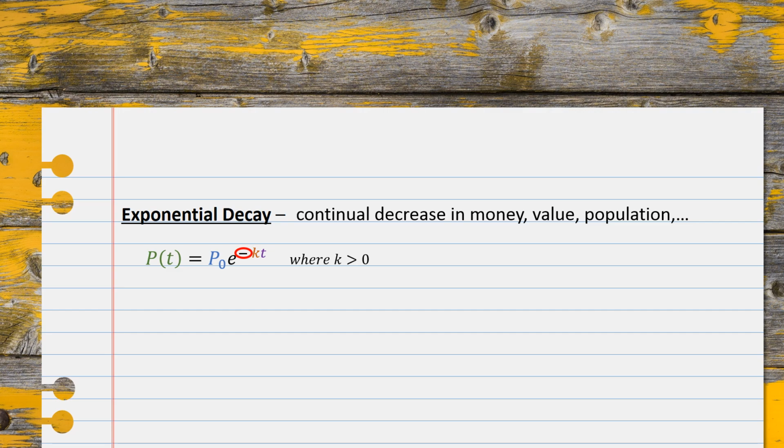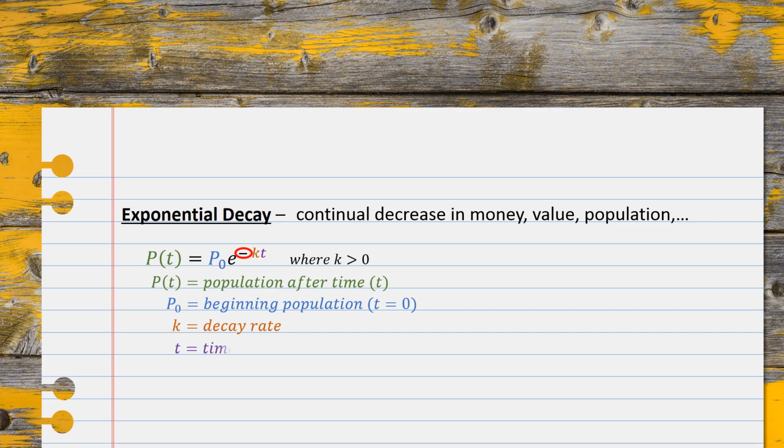Now we are going to define what each of these variables represent. P of t represents the population after time t. P naught is the beginning population where t equals 0. K is now the decay rate, which will be represented as a percent, and t represents the time. Now visually, this will be a graph that decreases from left to right, and it's all because the exponent is negative.